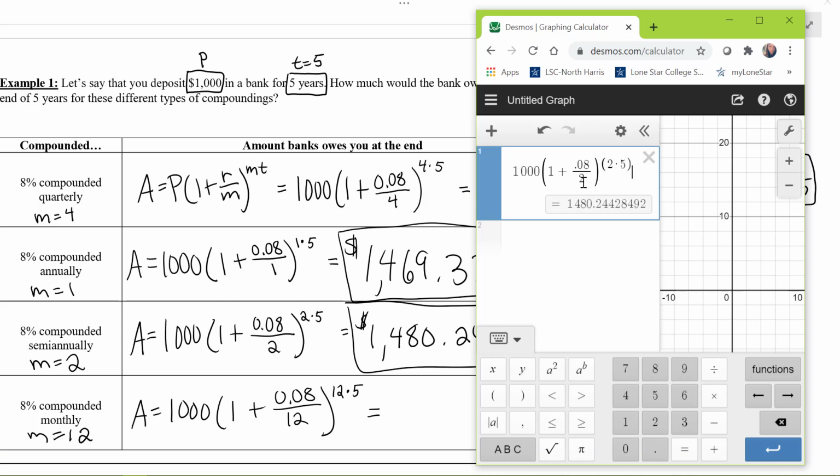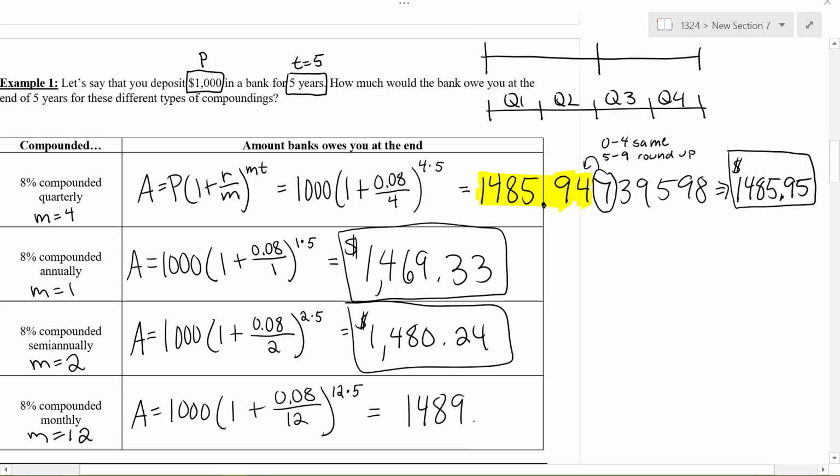I have this already from the last part. I'm just going to change the 2 to be a 12. So our answer is $1,489, and then I have 0.845. The third number after the decimal is a 5. If that number is between 5 and 9, it's going to round the number in front of it up, so that's going to be 0.85. When you see those different types of compounding, make sure you know what your M value is.